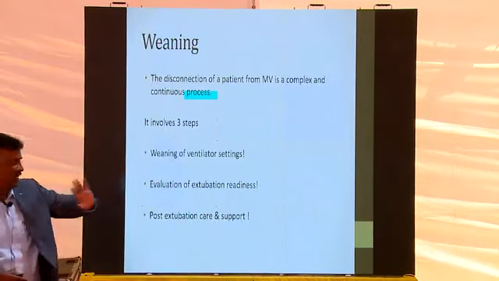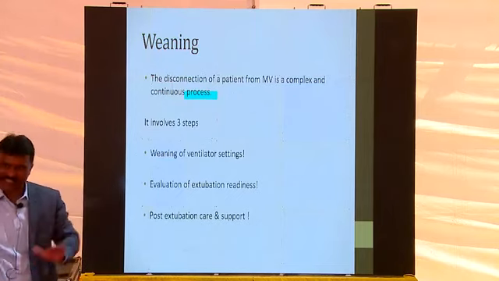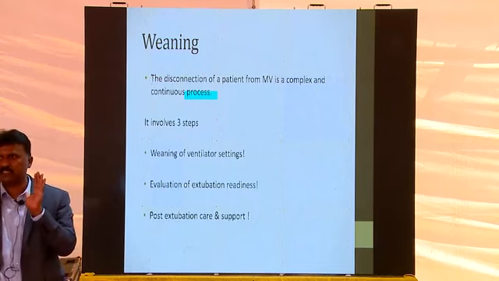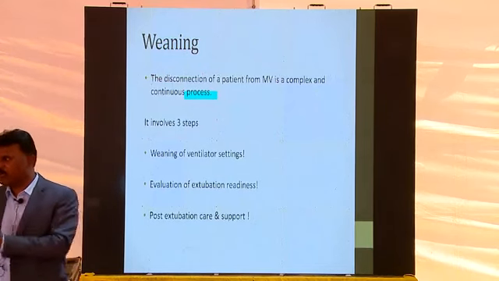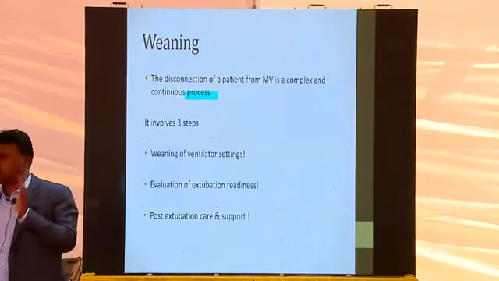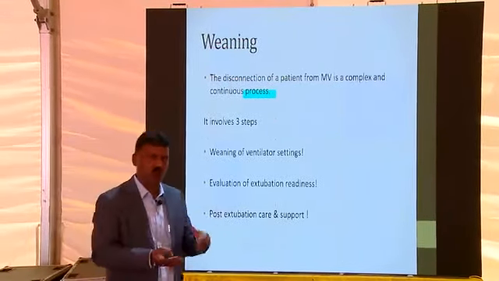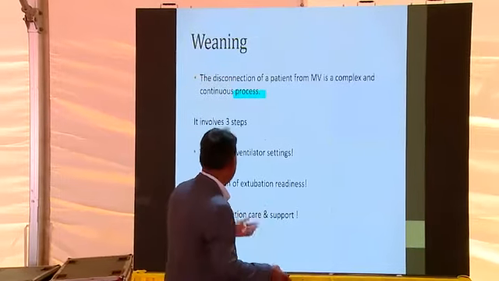Basically there are 3 steps. One is weaning the ventilator settings per se. Second is evaluation. First you come down on the ventilator settings, then you decide whether he is ready to be extubated, and the third thing is, once I extubate, what do I do with this baby? These are the complete steps involved in weaning the baby off the conventional ventilator.